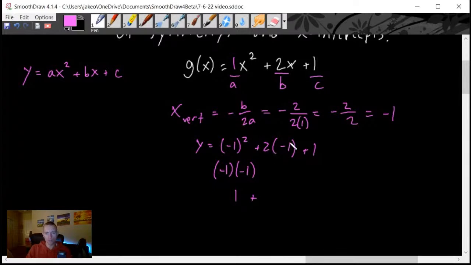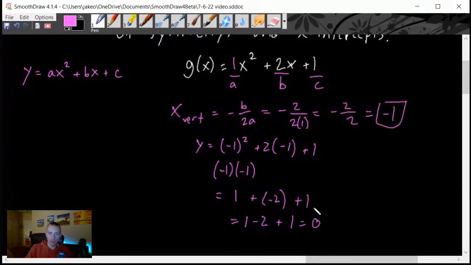Okay, then we're going to have 2 times -1, which is -2, plus 1. One plus -2 is like saying 1 minus 2 plus 1. 1 minus 2 plus 1 is 0. 1 minus 2 is -1. -1 plus 1 is 0. So our x coordinate of our vertex is -1. The y coordinate of our vertex is 0. So our vertex is at -1, 0.